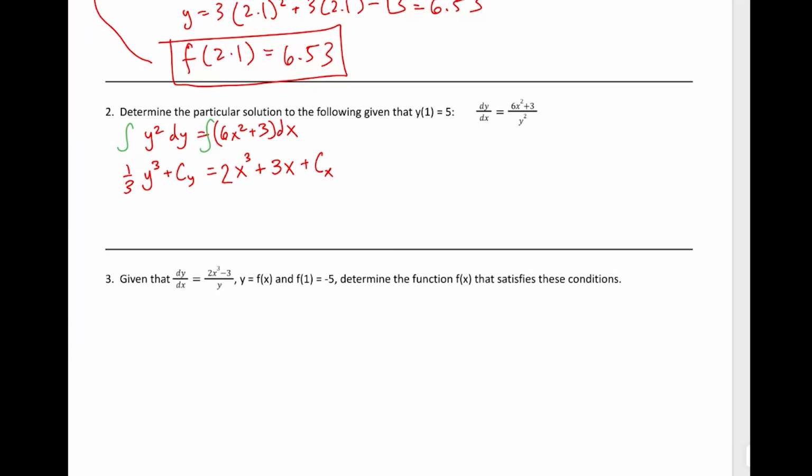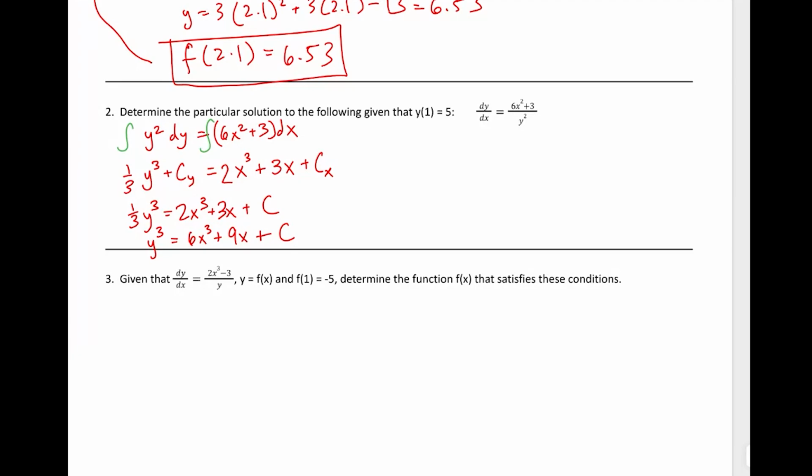So from here, I can combine my two constants, which gives me 1/3 y cubed equals 2x cubed plus 3x plus c. I'm going to multiply both sides by 3 to get y cubed equals 6x cubed plus 9x plus c. And you might be wondering, well, why not 3c? Why don't I multiply that by 3? And the truth is you actually do multiply it by 3, but 3 times any constant is just another constant.